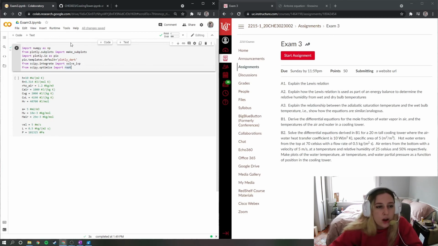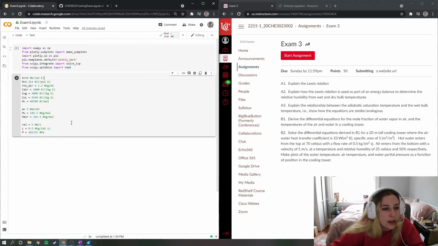And then we also are going to set our default plot template as the dark theme, so that plotly.io allows us to change what our plot looks like. So we're setting it to plotly dark. And then from scipy.integrate we're importing solve_ivp, and from scipy.optimize we're importing root. So solve_ivp and root are 2 functions that we're going to need to use to solve our differential equation. So IVP is the initial value problem, and SciPy is just a package that allows us to do more complex calculations.